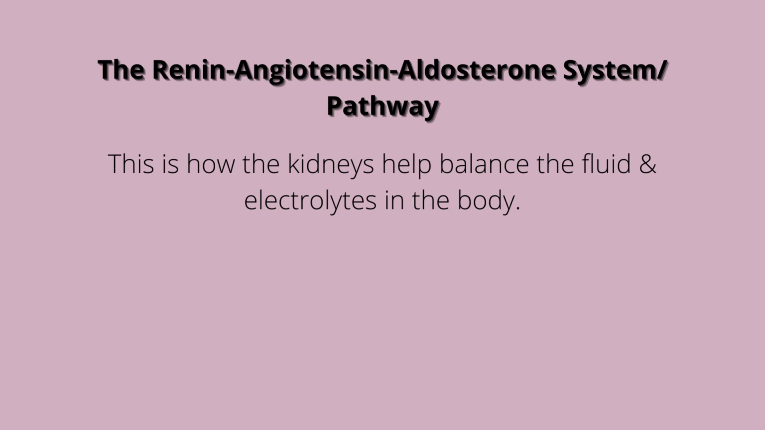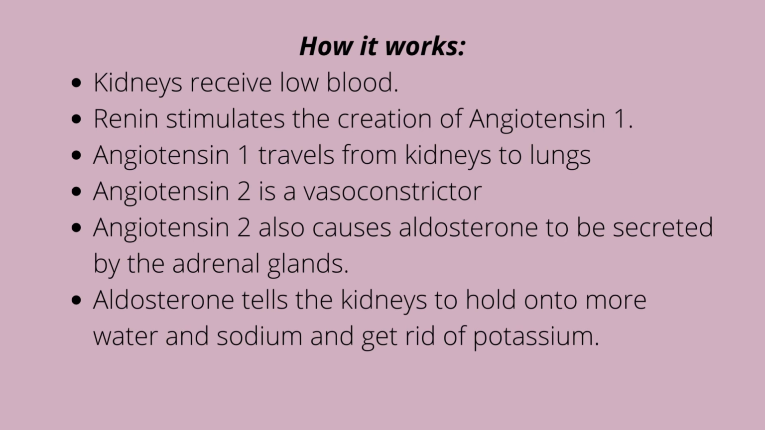So let's talk about the famous RAS system. What is the RAS system? The RAS system is known as the renin angiotensin aldosterone system, or pathway, some people call it. And this is how the kidneys help balance the fluid and electrolytes in the body. So how does it work? So when the kidneys receive low blood flow, they release an enzyme known as renin to help increase this blood volume. And how does renin help?